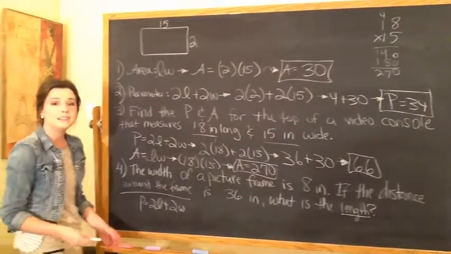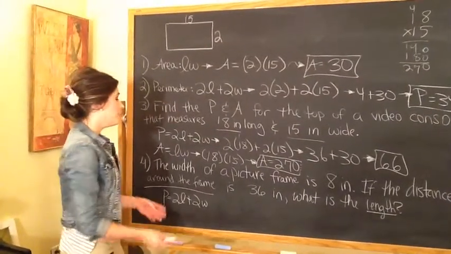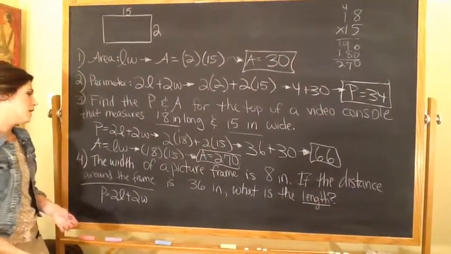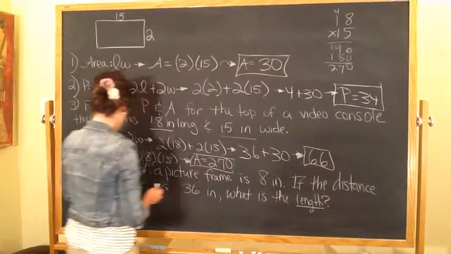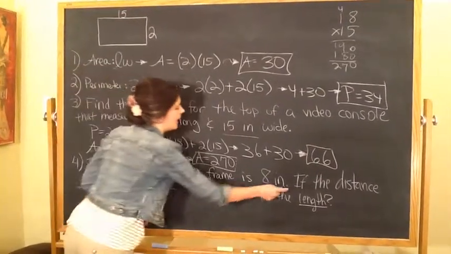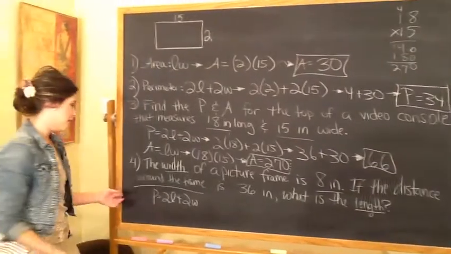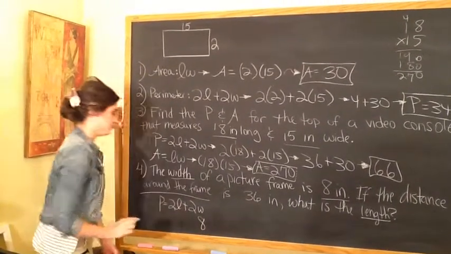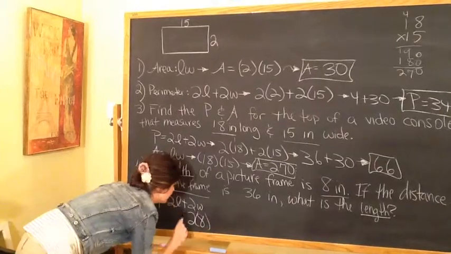So now that we have identified what formula to use, we need to figure out what they gave us and what we're solving for. They gave us that the width is 8 inches. So the width is 8 inches. So I'm going to go ahead and plug in 8 for W. So we have 2 times 8.